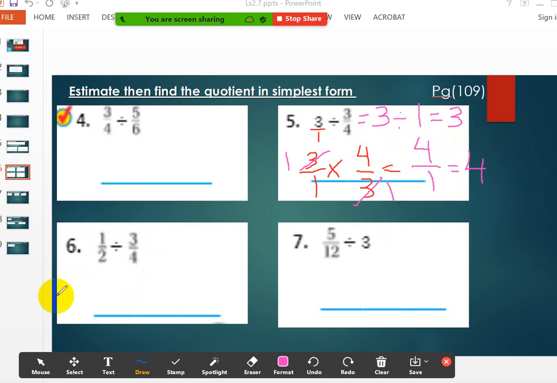Now what about number 6? Number 6, I want to divide 1 over 2 by 3. I will do the estimate and I will choose someone of you to divide the numbers.